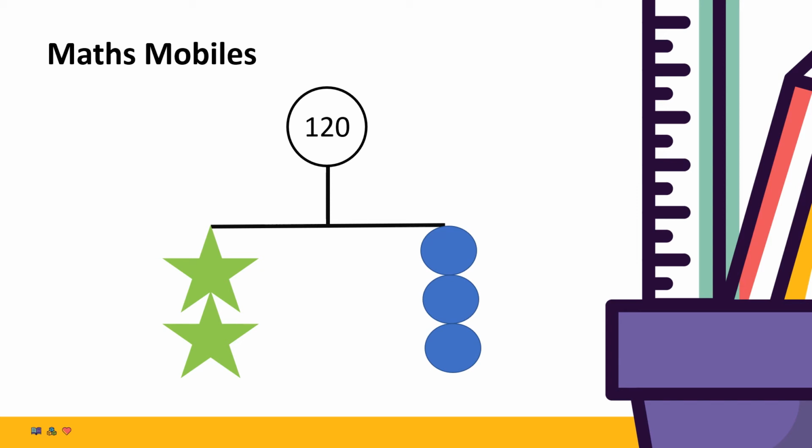So 120 divided by 2 is 60. So I now know that the value of the 2 stars is 60 and the value of the 3 circles is 60. 60 divided into 2 groups for each of the stars is 30, and 60 divided by 3 groups for 3 circles is 20. And again, I can double check that because 30 add 30 is 60, and 20 add 20 add 20 is 60, and 2 60s added together makes 120.